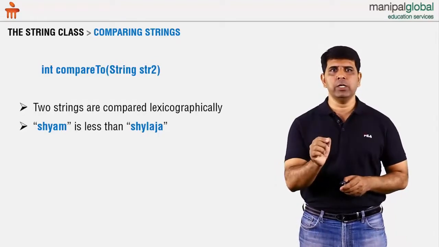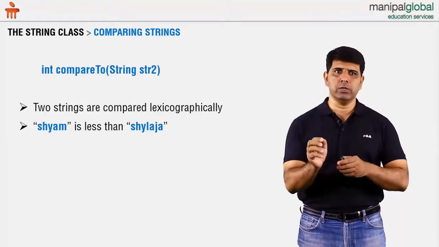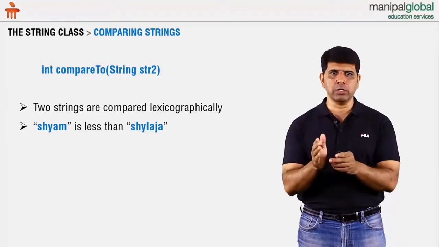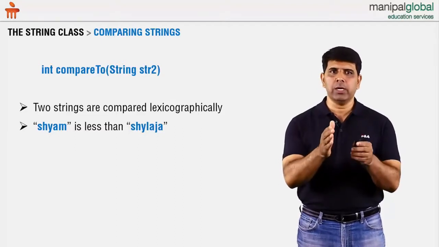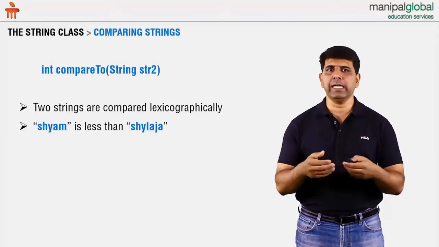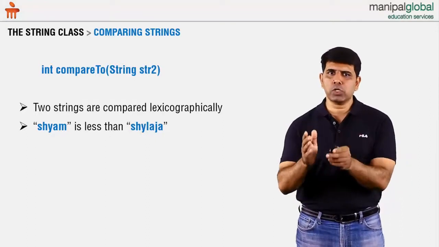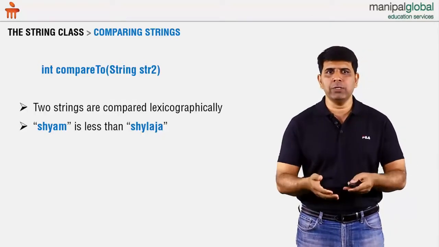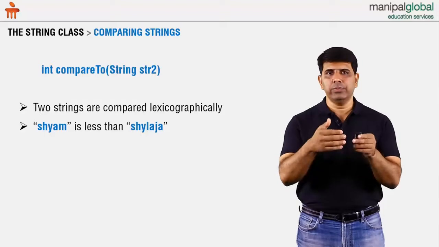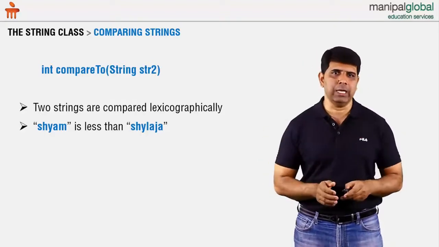Now when it is compared using the compareTo method, S minus S results in 0, so the comparison continues. H minus H is 0, Y minus Y is 0, but A minus L is a negative value. Since it is not 0, compareTo will stop and return that negative value that was obtained. Whenever a negative value is returned, it says that Shyam is lexicographically less than Shailaja.